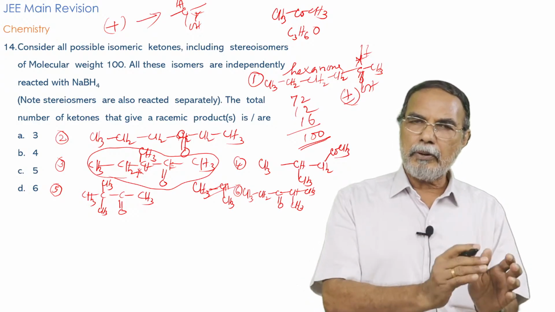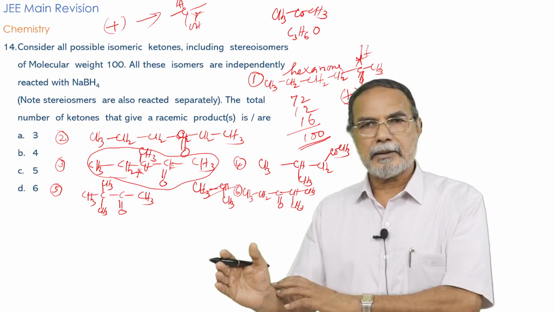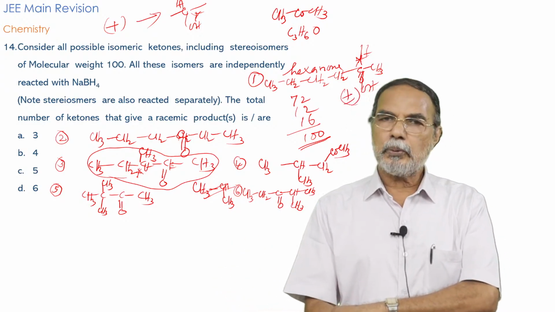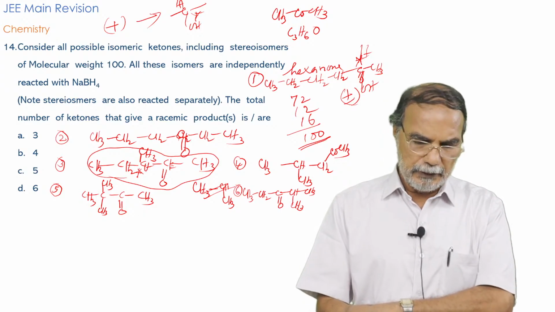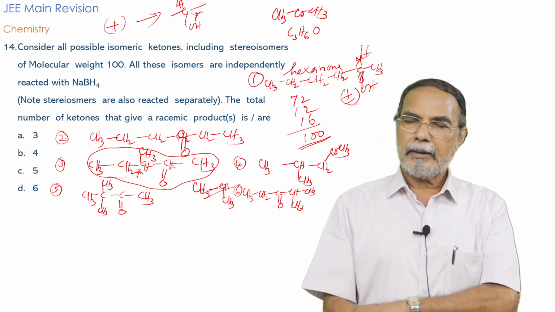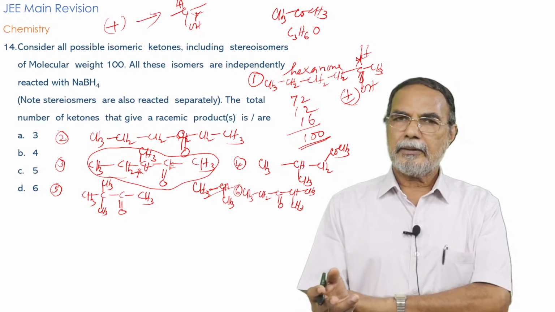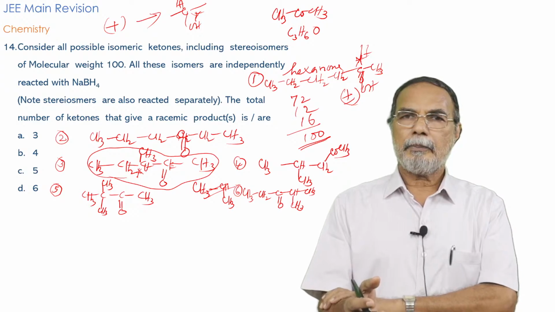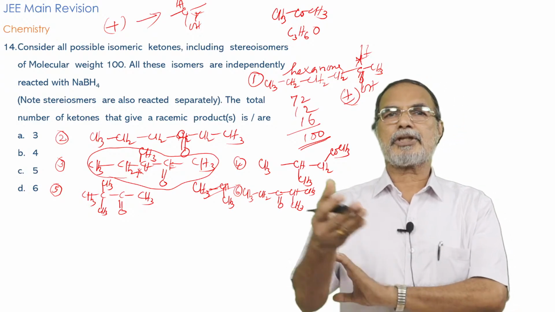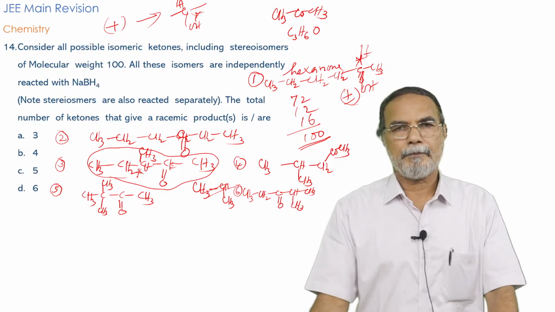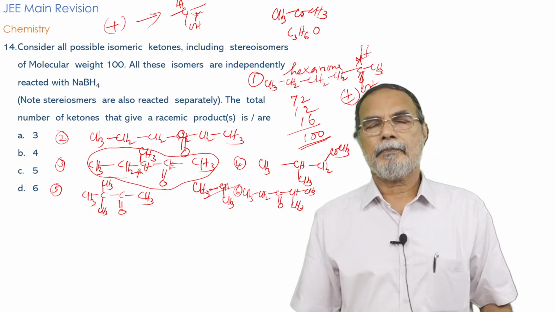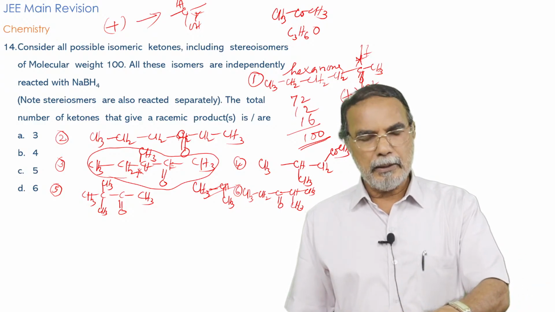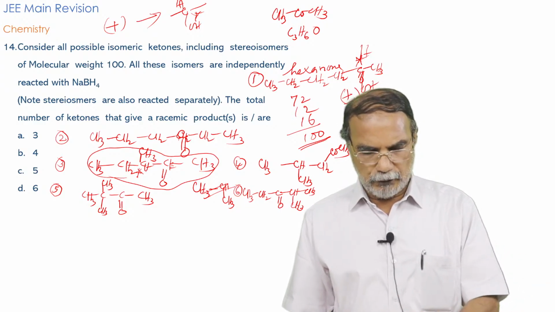Similarly, the levo also can give rise to 2 products, which means the reduction of the 2 enantiomers of this compound, that is 3, can give products which represent pairs of diastereomers. Do you follow?